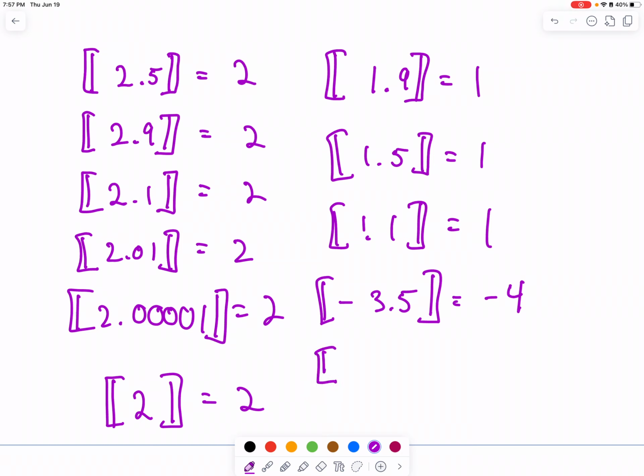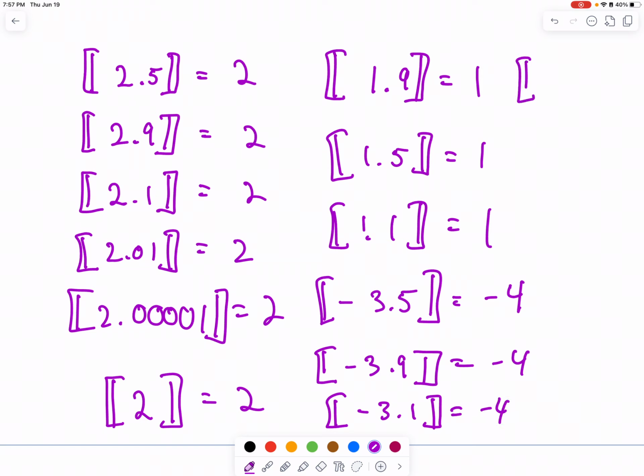If we did the greatest integer less than or equal to -3.9, that's also -4. If we did -3.1, that's also -4. If we did -3.001, that's also -4. If we did the greatest integer less than or equal to -3, again, that's an integer, so it's just going to be -3.